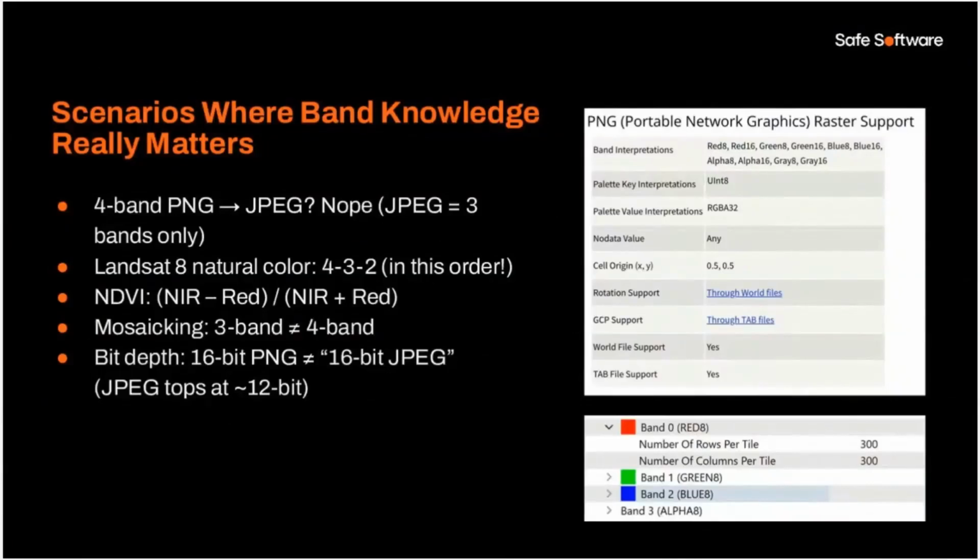So when working with imagery, just remember that some formats and operations have specific band or bit depth requirements. For example, natural color in Landsat 8 will use bands 4, 3, 2 in that exact order. Indices like NDVI will rely on certain bands, so NDVI would be near infrared and red. And mosaicing will behave differently when mixing 3 and 4 band data.